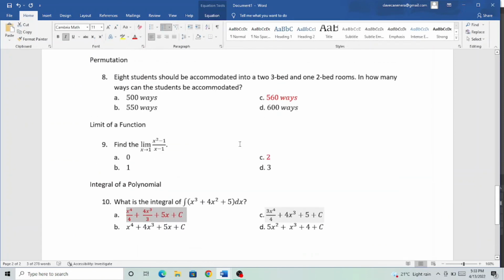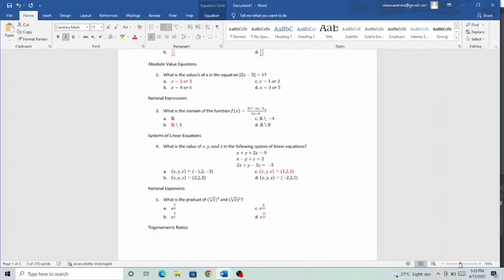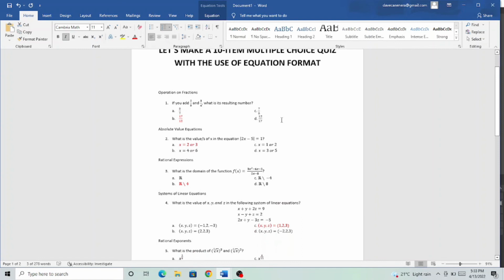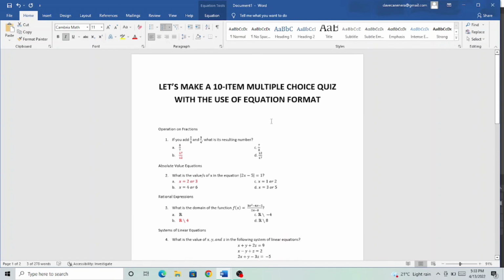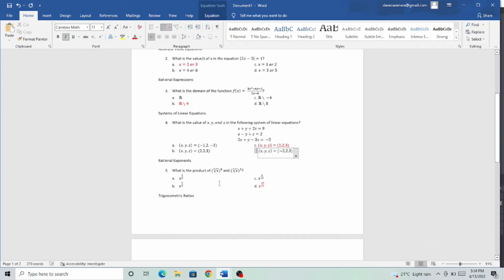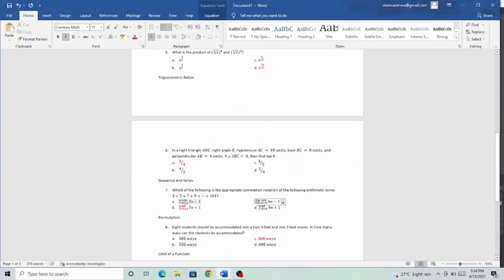And that's pretty much it, our 10-item multiple choice quiz. I hope you learn and gain something from me in maximizing the use of Microsoft Word in making a multiple choice quiz with the use of equation format. As you can see, it is pretty presentable, unlike other quiz structures that do not use an equation format, right?